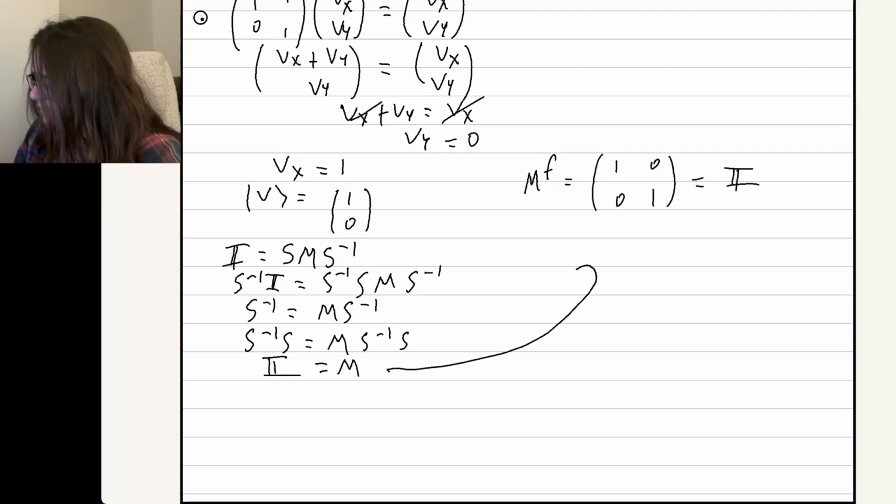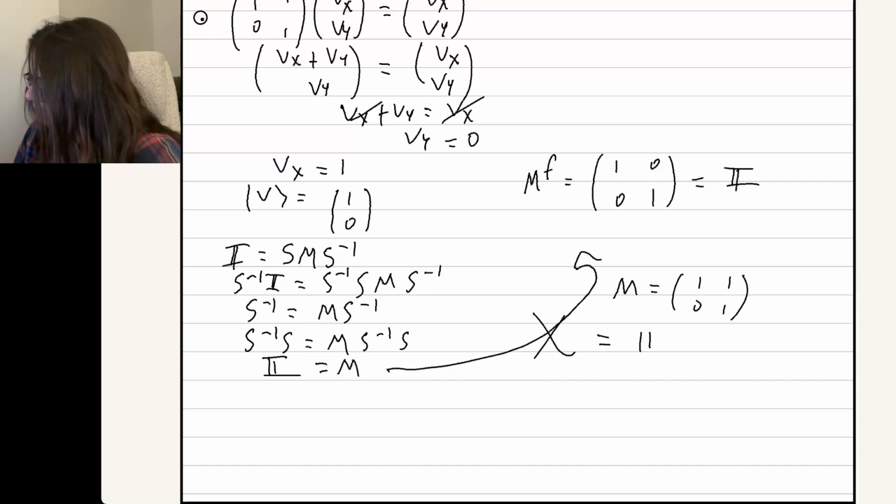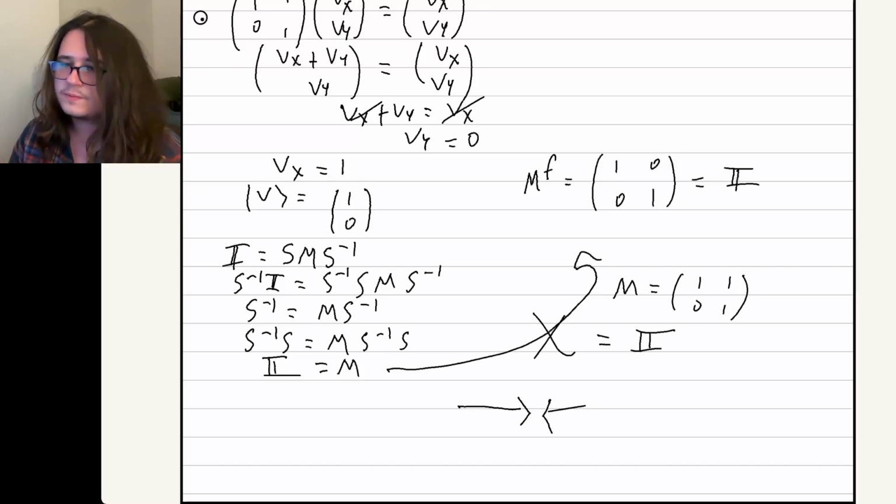That's not the case, because we know that M is actually just 1, 0, 1, 1. So not equal to the identity matrix. So in doing all of that, we found a contradiction. So yeah, definitely not.